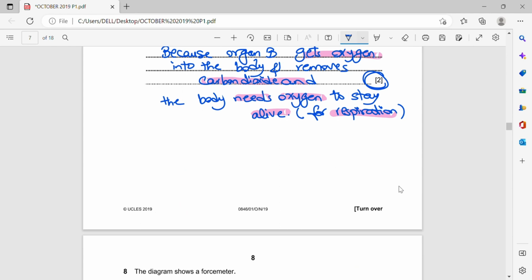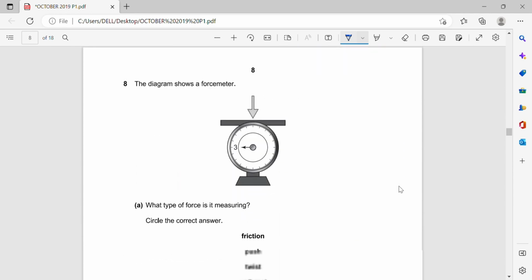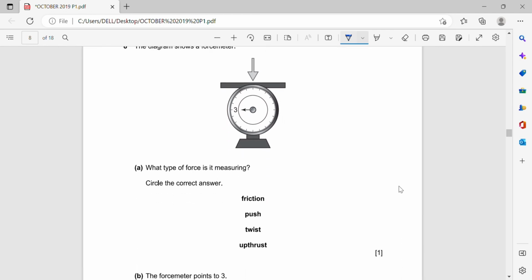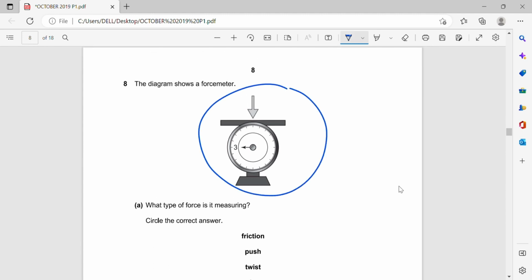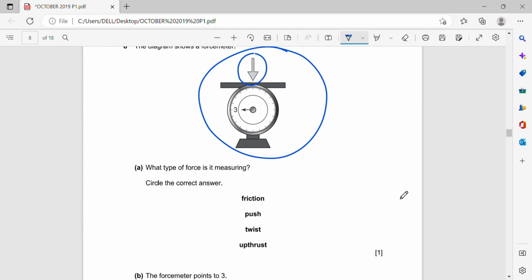Next question. The diagram shows a force meter. هنا عندي force meter. What type of force is it measuring? Circle the correct answer. عندي هنا picture للforce meter وعندي arrow بيوريني direction of the force. What type of force is it measuring? هل دي friction ولا push ولا twist ولا up thrust؟ دي ايه هنا؟ Great, this is push.